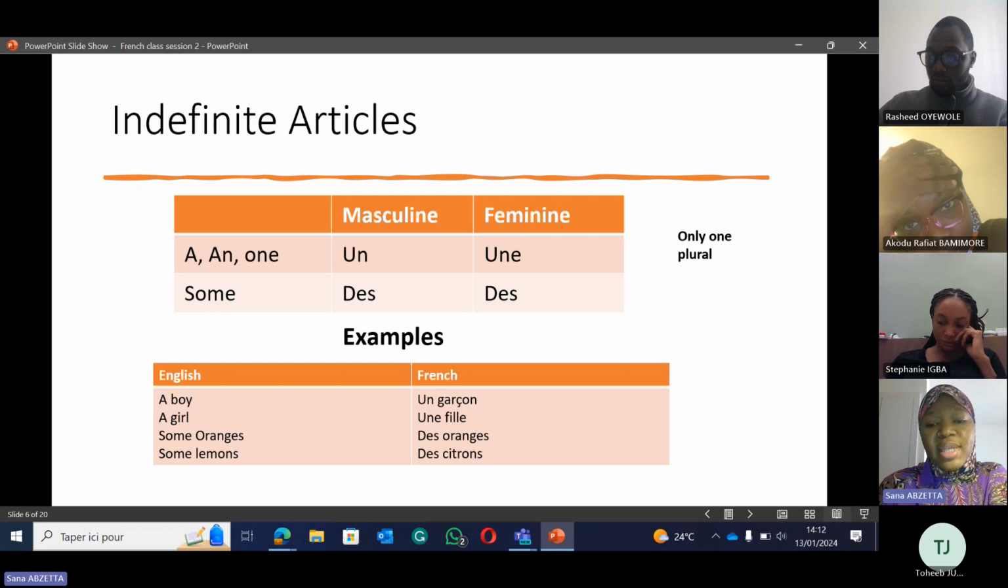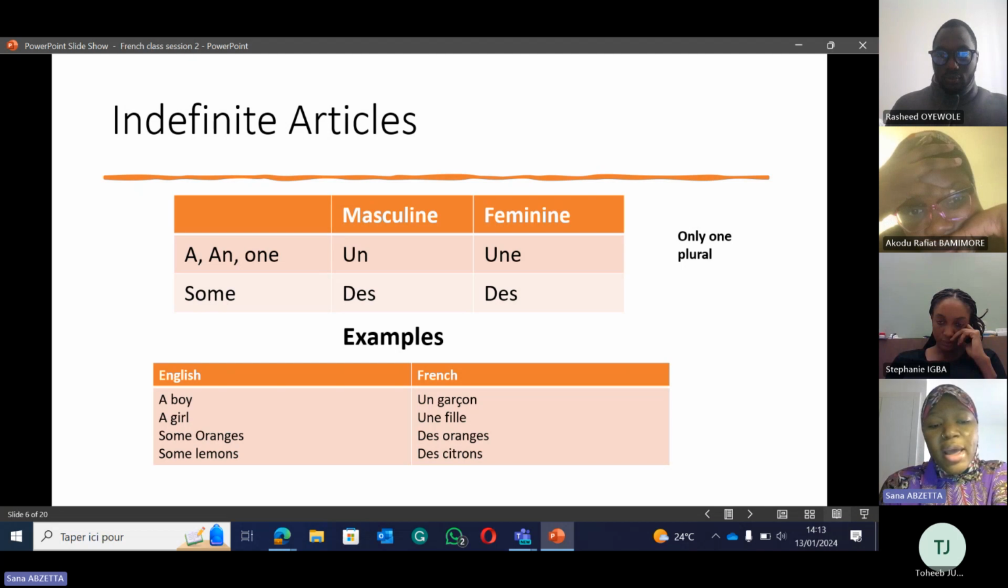For example, if you want to say "a boy", it's a masculine word because the boy is masculine. So you can just say un garçon. Garçon means just boy. And if you want to say "a girl", it's a feminine word, so you have to say une fille because it's feminine. The un will become une, even if in English it's just "a". In French, you have to differentiate if it's masculine or feminine.